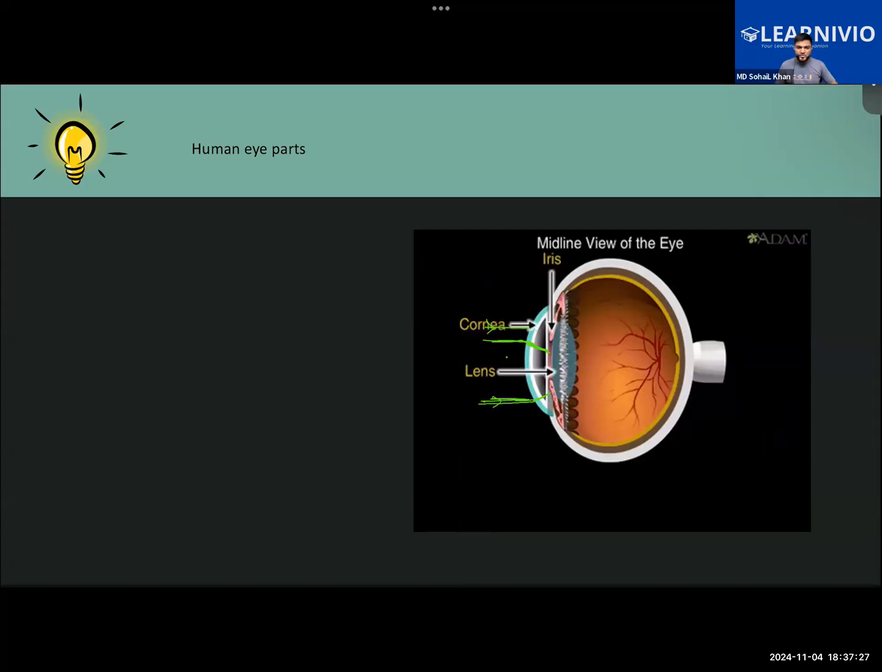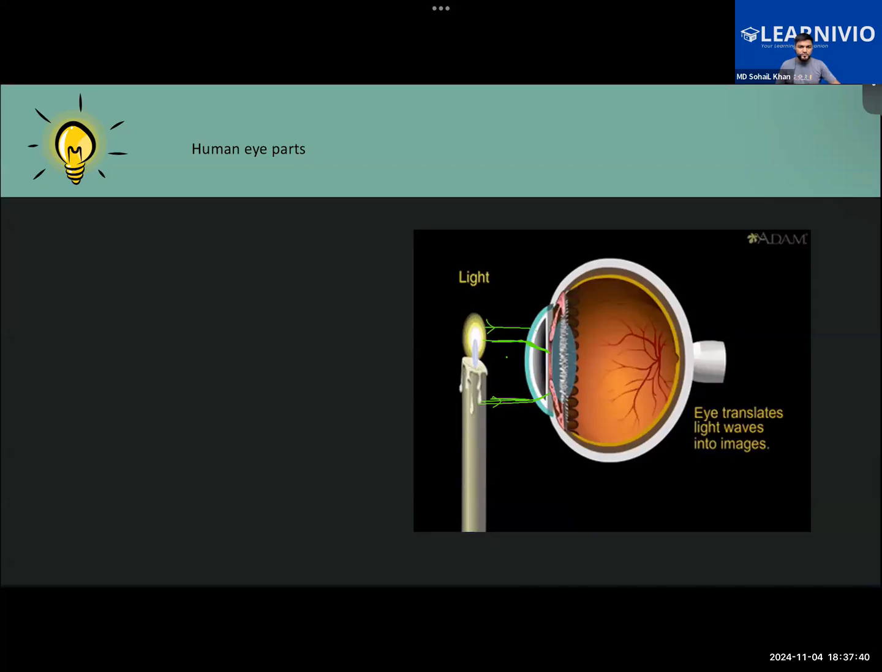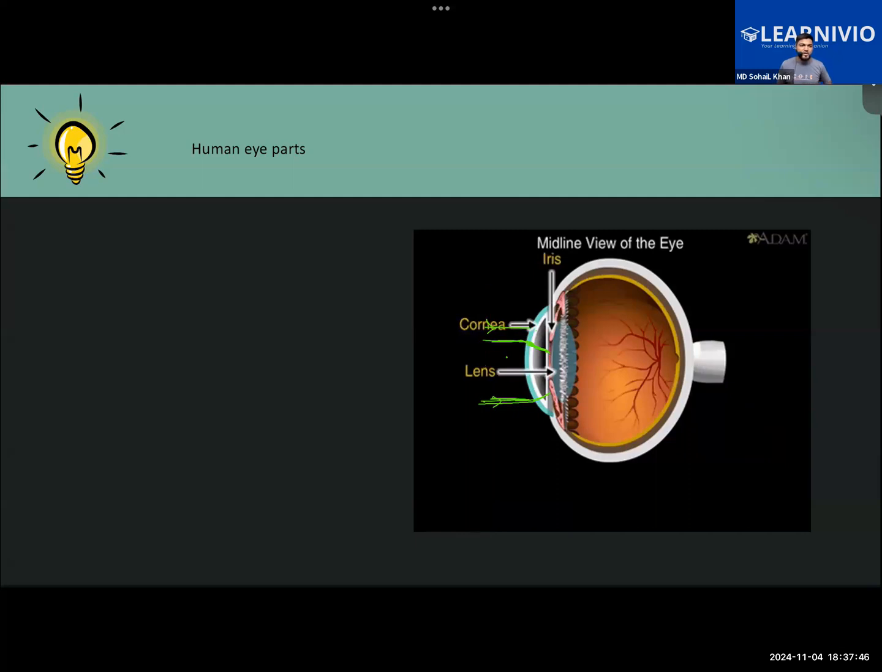Anyone who knows the function of the iris? It regulates the amount of light entering our eyes. Exactly. So the amount of light that will be entering into the human eye will be controlled by the muscles of the iris. Okay. So basically, it will control the size of the pupil.